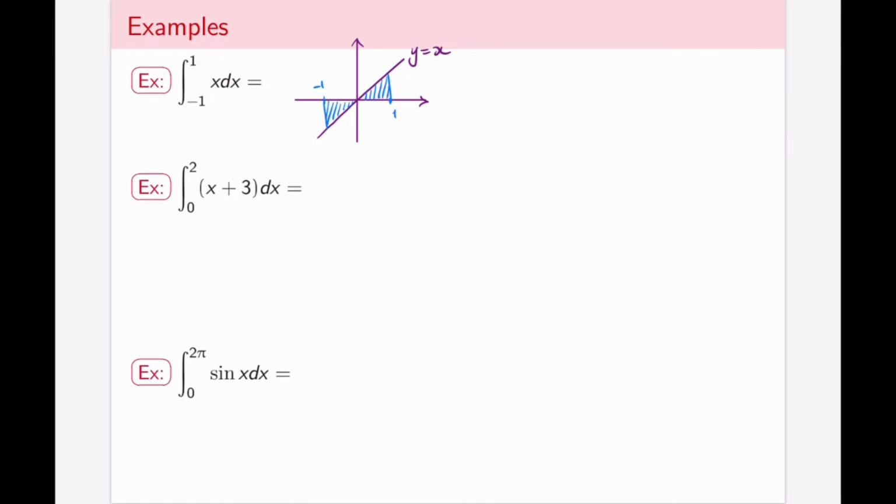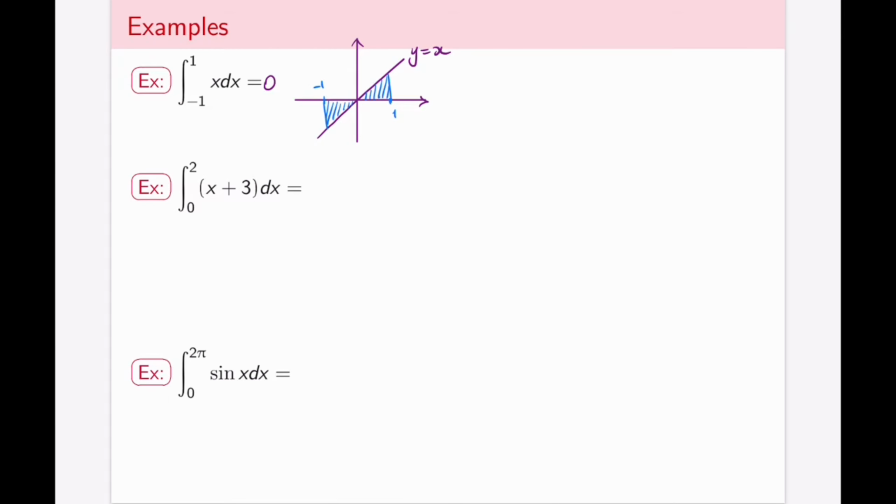This example is here to remind us that an integral is always a signed area. If the area falls below the x-axis, it counts negatively. If it falls above the x-axis, it counts positively. So what we notice here is that both of those areas are exactly the same, which means that the negative will fully cancel out the positive and the integral will be equal to 0.